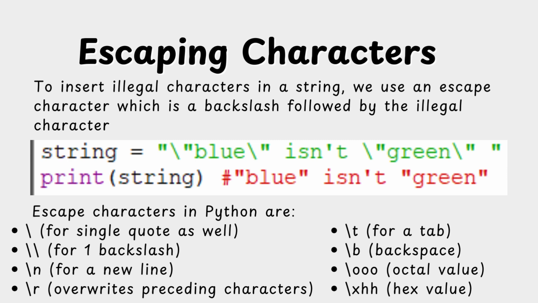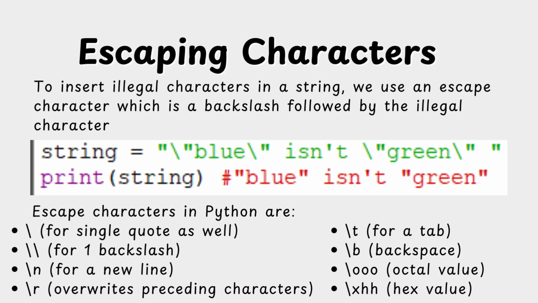Now we've got double backslash, and this one is to print out or to put in your string a backslash. So if I want to print out one backslash, I need to put two. Another one is a backslash, then n. That one basically just goes to a new line. So from that point onwards, the string continues on a new line. Another one is backslash, then r. And this one overrides the preceding characters.